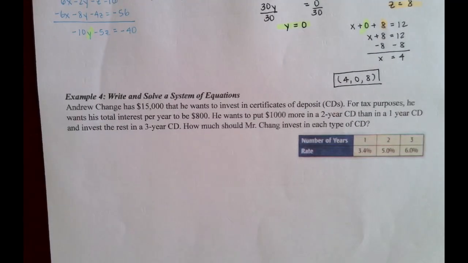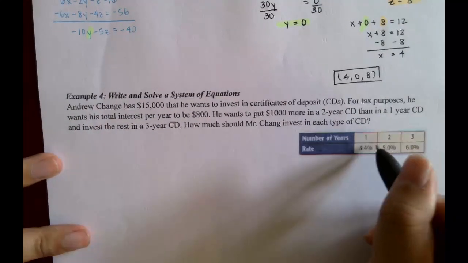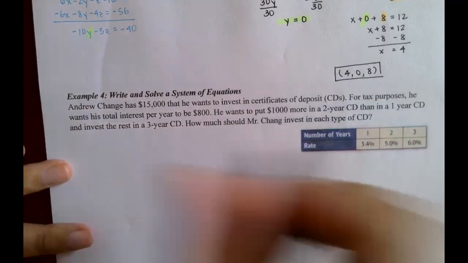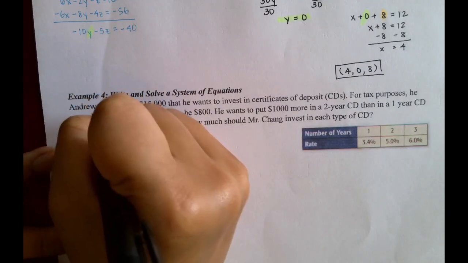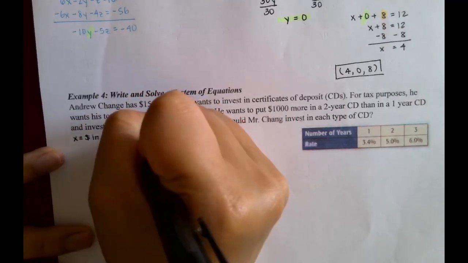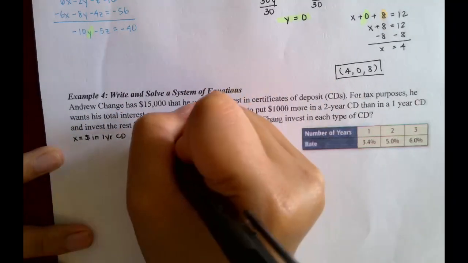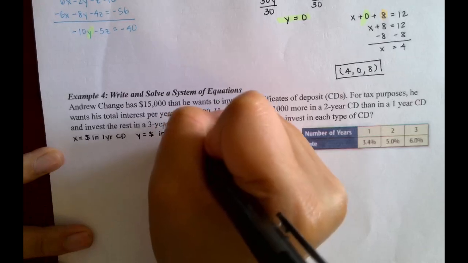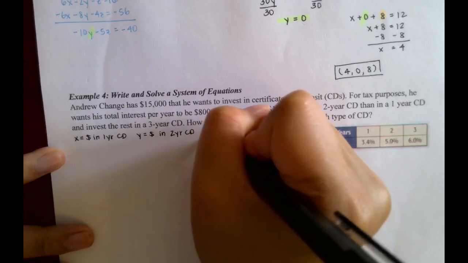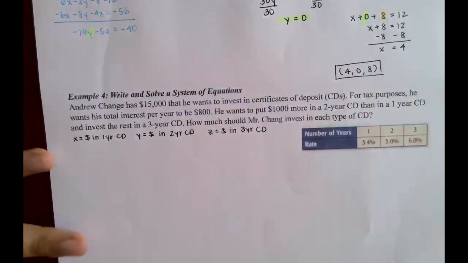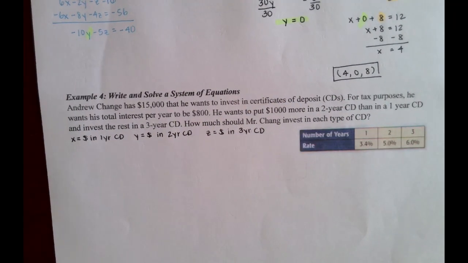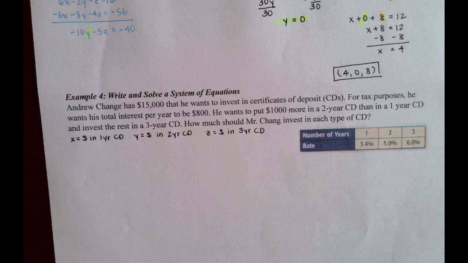Before we get started, let's start by defining our variables. There are 3 different CDs: a 1-year, 2-year, and a 3-year. So let's do x is the amount in a 1-year CD. We'll do y as the amount in a 2-year CD. And we'll do z as the amount in a 3-year CD. So we start by defining the variables so we know what they represent when we get our x, y, and z.